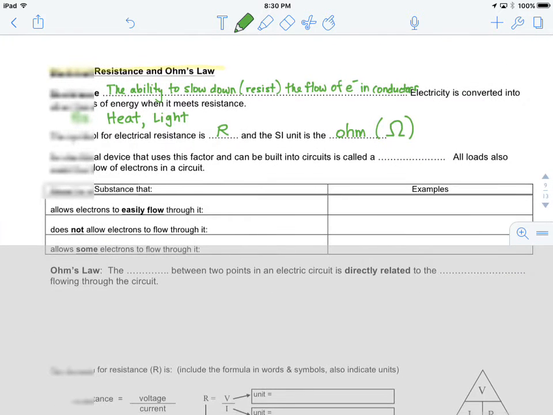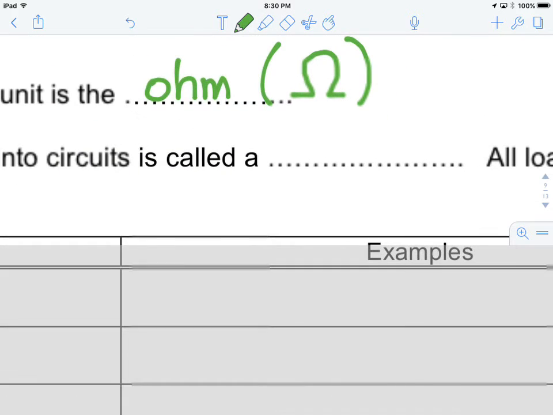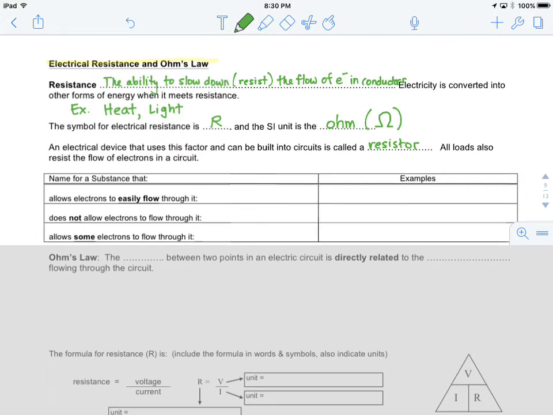All right, an electrical device that we might see in circuits, and we've talked about this, is called a resistor. Okay. And all loads, every single load that we're going to use has some type of resistance, so they resist the flow of electrons. A resistor is a type of load that really doesn't serve any purpose other than to restrict the flow of electrons.